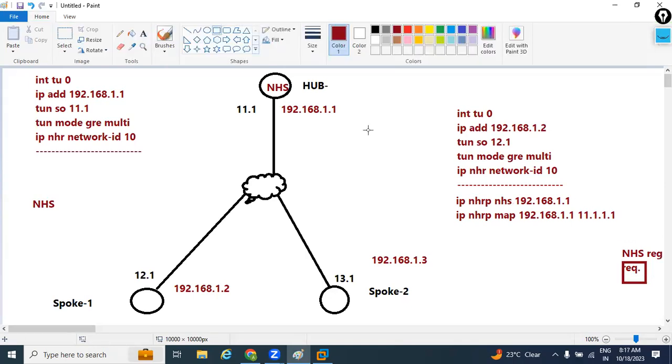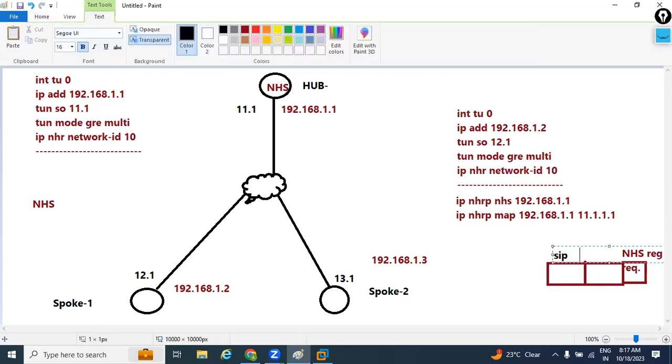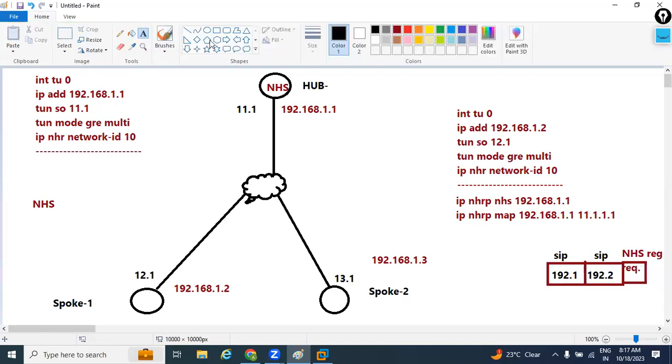After that, there would be the inside header. In the inside header, what would be the source IP? Because I am trying to register with 192.160.1.1, and my source would be 192.160.1.2. After that, there would be the GRE header, and then the outer header. In the outer header, I have already mentioned who's my source.